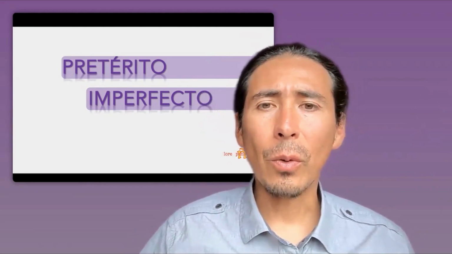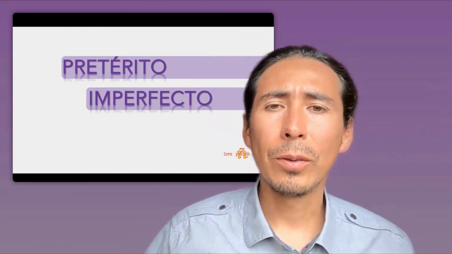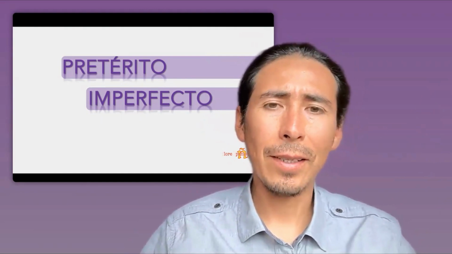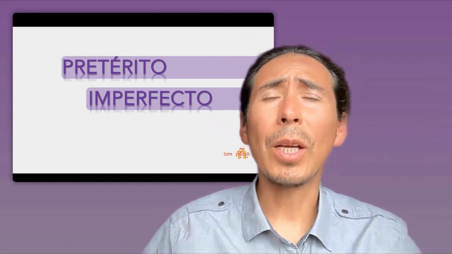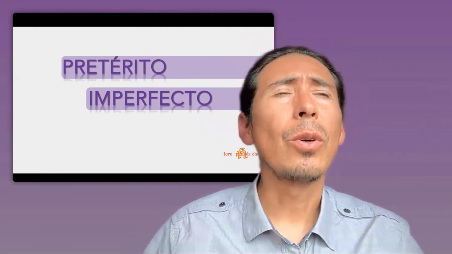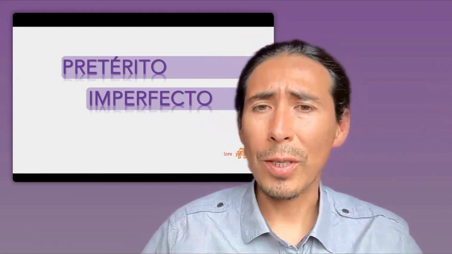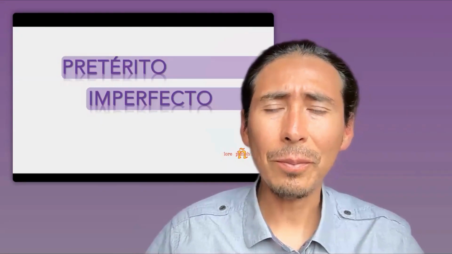In today's video, we are going to talk about the pretérito imperfecto, the imperfect tense. We are going to talk about how we use it, the conjugation, and actually an acronym to help us with the several rules that this past tense has.